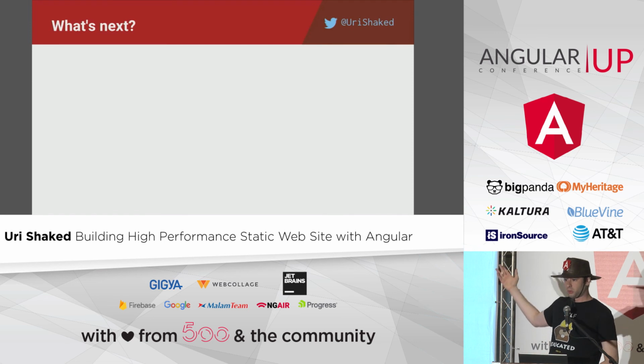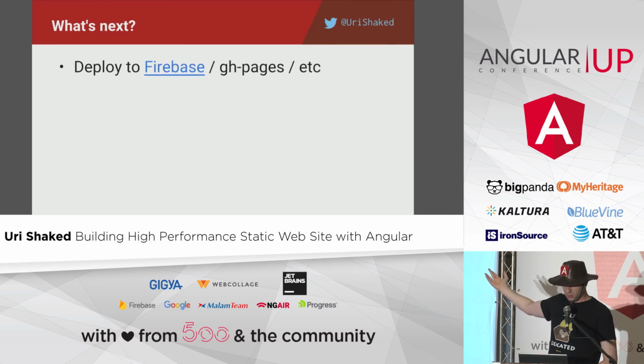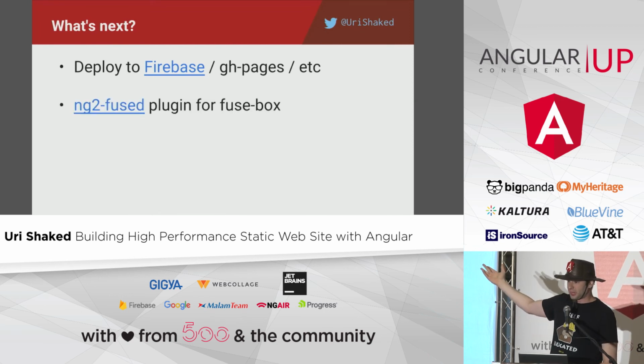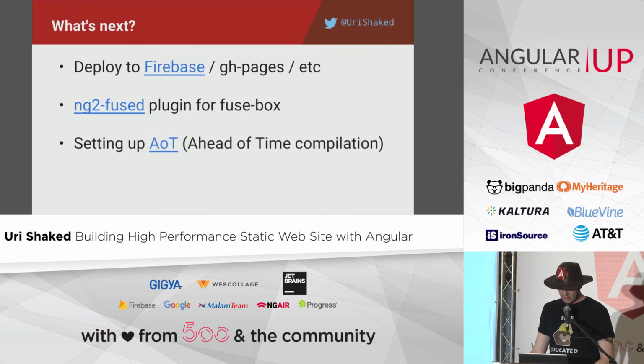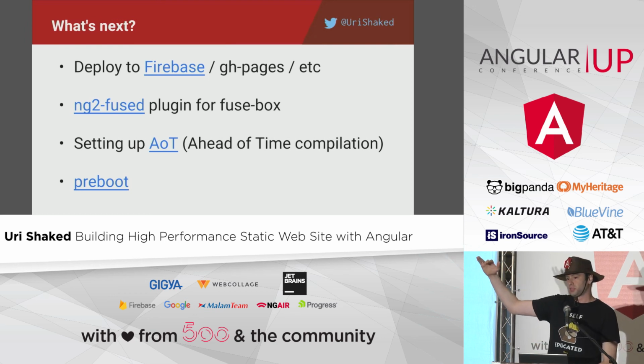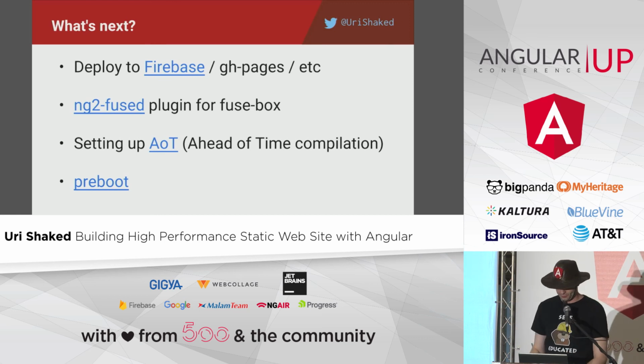And a few words about where we could evolve this. So we could easily now deploy this index.html and this static website to Firebase and GitHub pages. There is also a nice Fusebox plugin you should check called ng2-fused. It allows you to load templates and styles by just specifying their path in Fusebox. Setting up ahead of time compilation. And then pre-boot is another cool thing you can add to ease the transition between the static file to the Angular application once it's loaded.